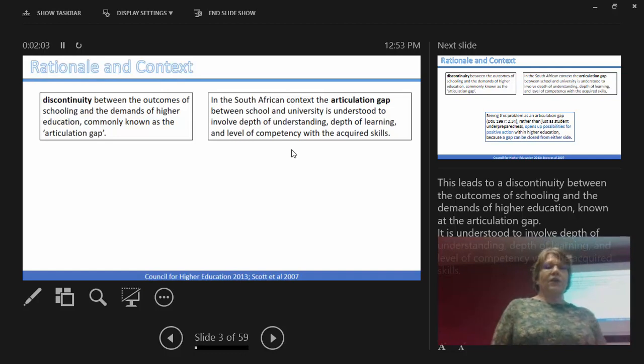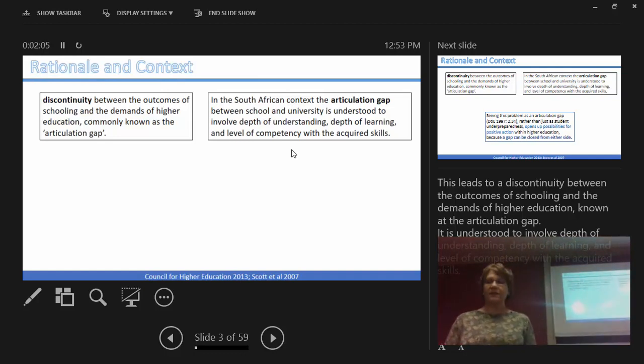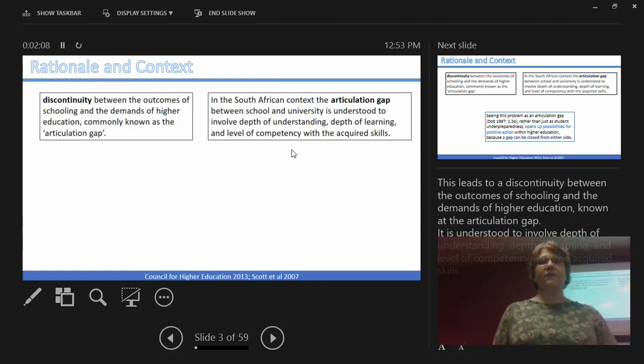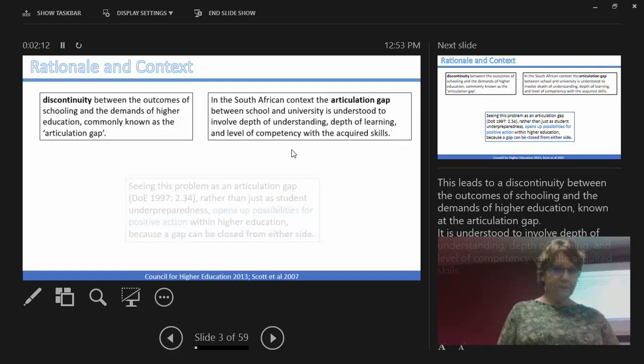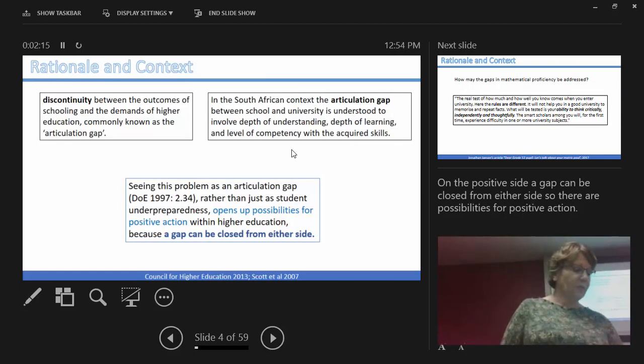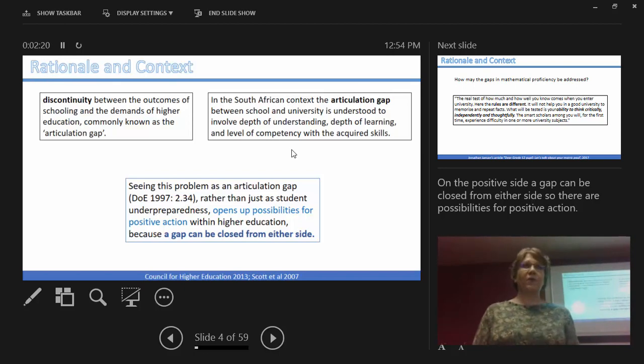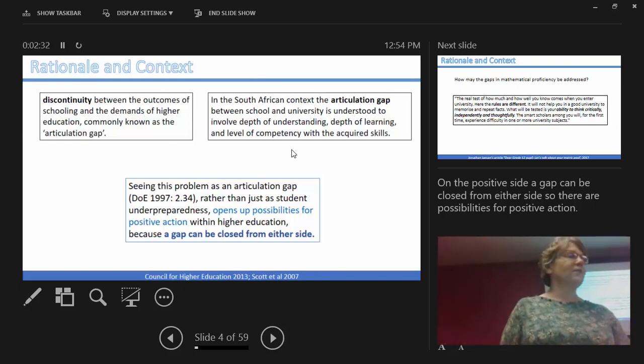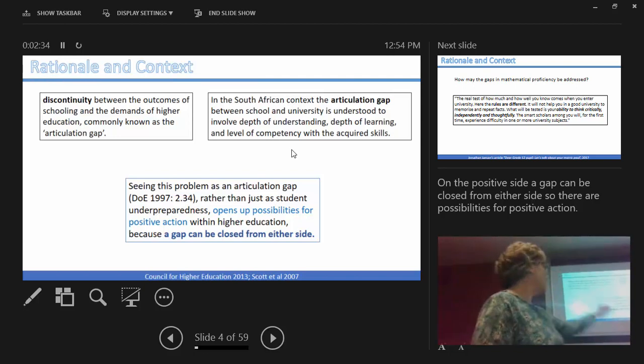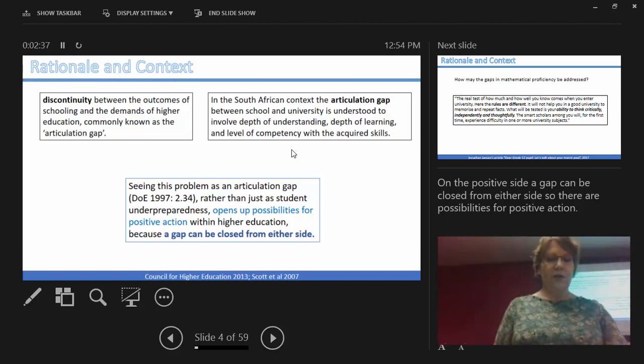And this is understood to involve the depth of understanding, the depth of learning, and the level of competency with the acquired skills in mathematics. And it is also seen as a problem which affects the performance of our students at university. But as a gap, it's called the articulation gap, it can be closed from both sides. And I see this as opening up possibilities for positive action, as also referenced by the Department of Education.